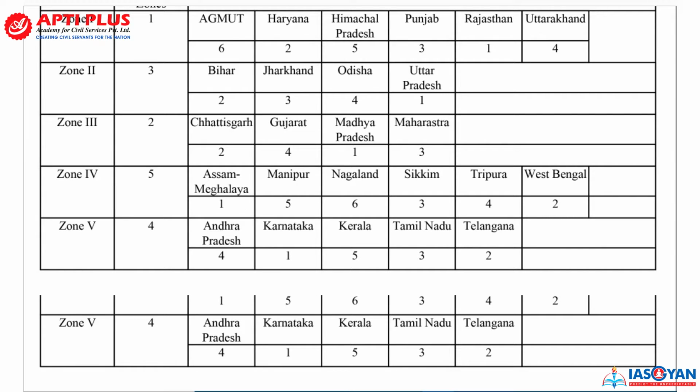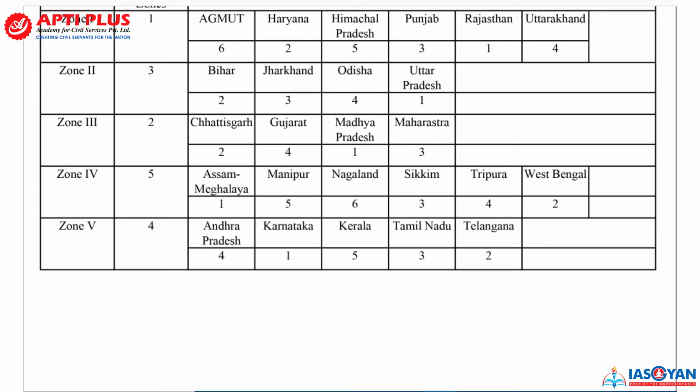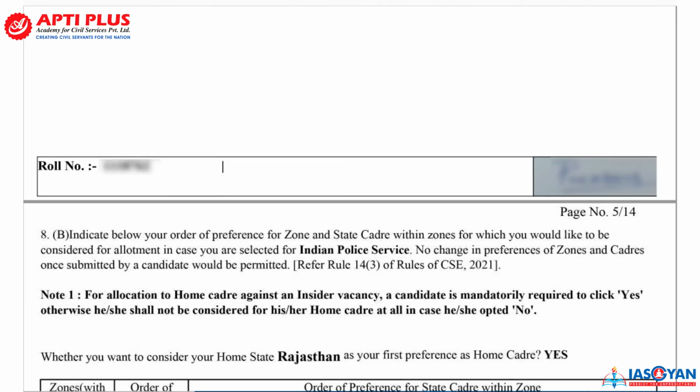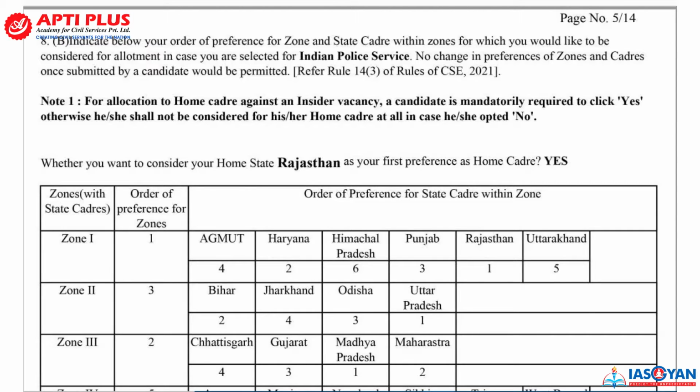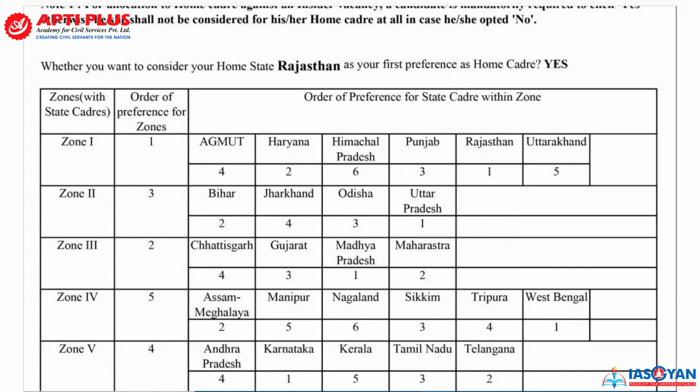Now, accordingly, you will have to fill the zone-wise cadre preference for your IPS service. If you're opting for the Indian Police Service, you have to opt for the same zone-wise cadre, right? And here also you have to mark that yes, I'm looking for my home cadre. So be cautious while you fill the DAF 2. There are a lot of trivial things that you need to take care of, right?